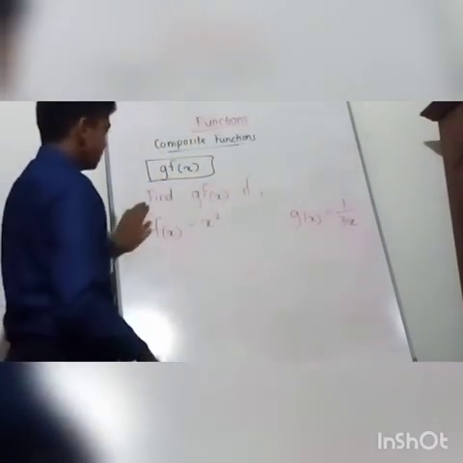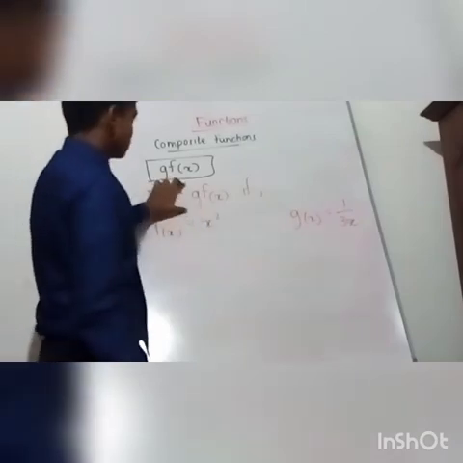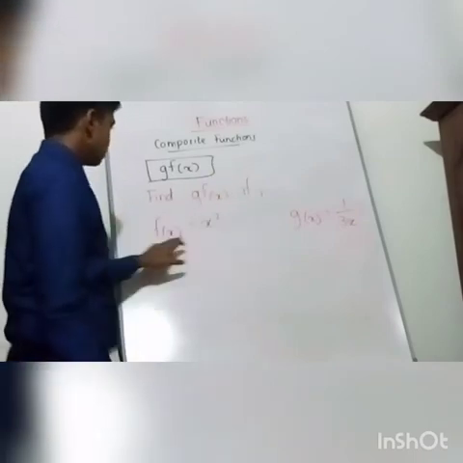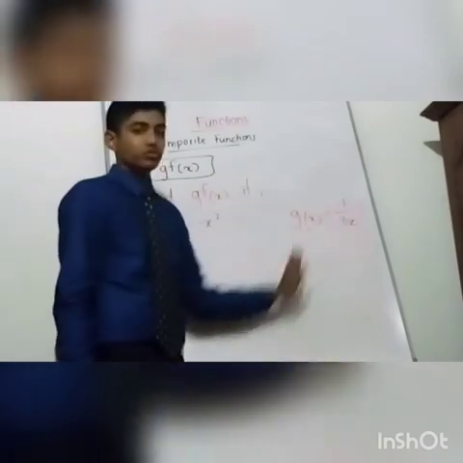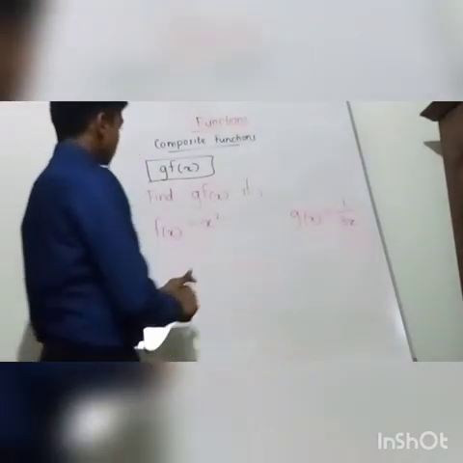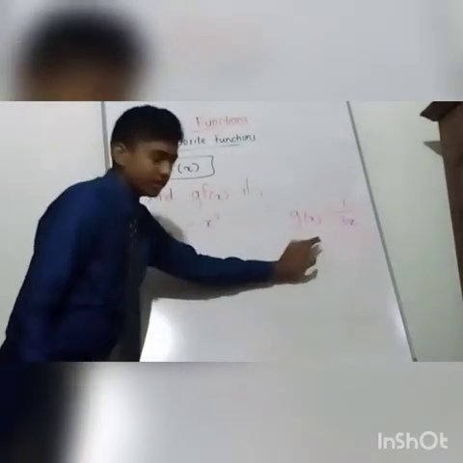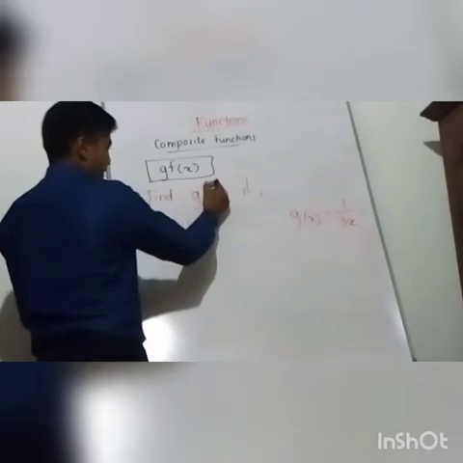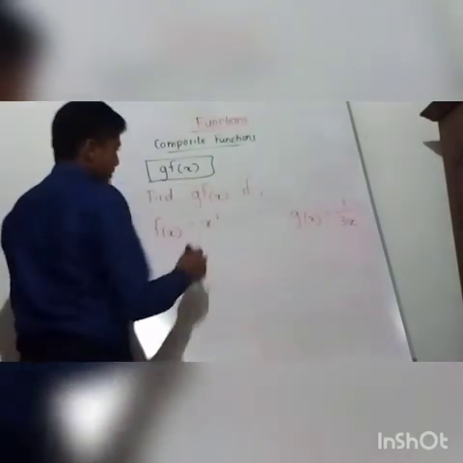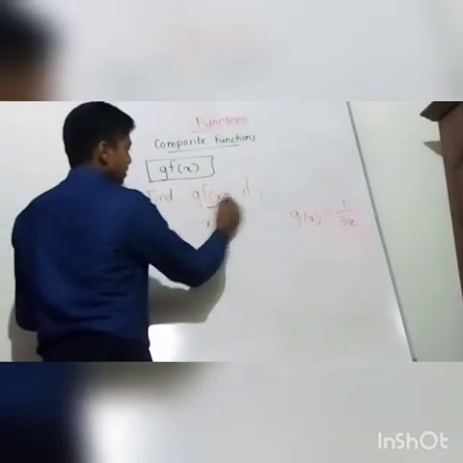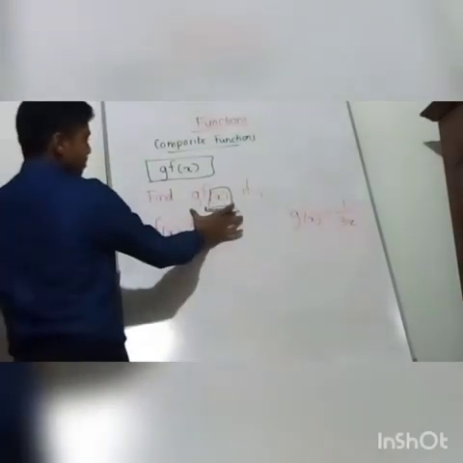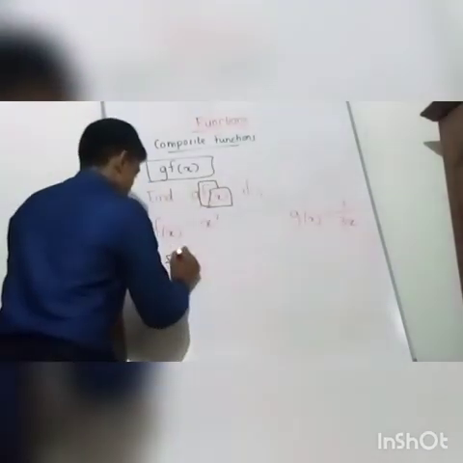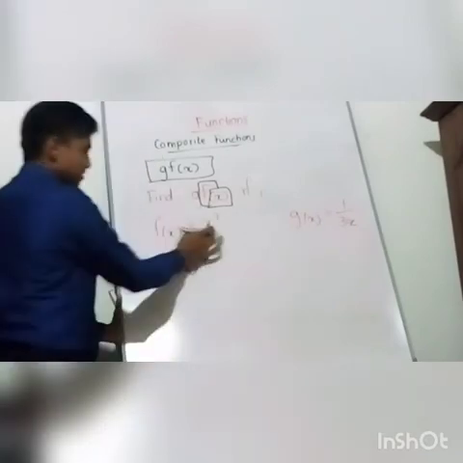If they say find g(f(x)), this is a composite function because there are two functions. Find g(f(x)) if f(x) equals x squared and g(x) equals 1 over 3x. That means they are giving two functions for us and they are saying to find this. For that, first of all, we must take the function which is near the domain. In this g(f(x)), what is near the domain? f. f is near the domain, so we take f(x) first. f(x) is equal to how much? It's x squared.